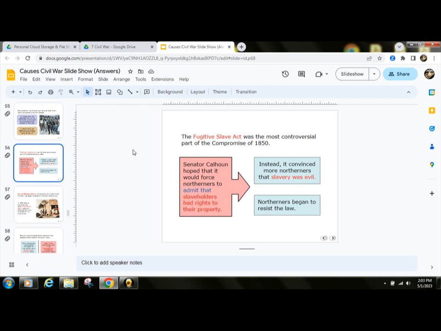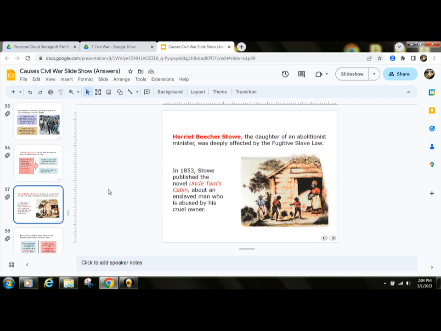Senator Calhoun hoped that it would force Northerners to admit that slave owners had rights to their property. Instead, it convinced more Northerners that slavery was evil. Northerners began to resist the law. Harriet Beecher Stowe, the daughter of an abolitionist minister, was deeply affected by the fugitive slave law. In 1853, Stowe published the novel Uncle Tom's Cabin about an enslaved man who is abused by his cruel owner.